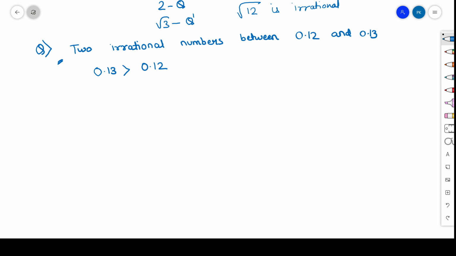So, what we would have done? We had to find two numbers. We would have added here 1 and we would get 3.